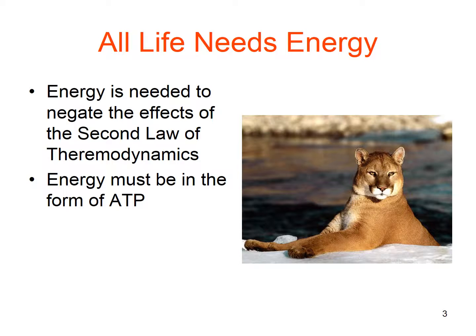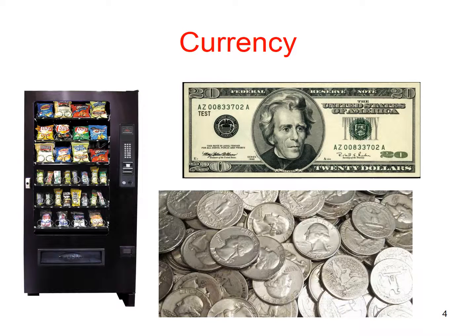If we were to stop making ATP in the body, we would die within just a few minutes. So we have to constantly release energy to keep our bodies from breaking down and the cells from dying. Now, the form of energy that the body uses, and all living things do, is ATP. ATP is sometimes called the energy currency of the body.